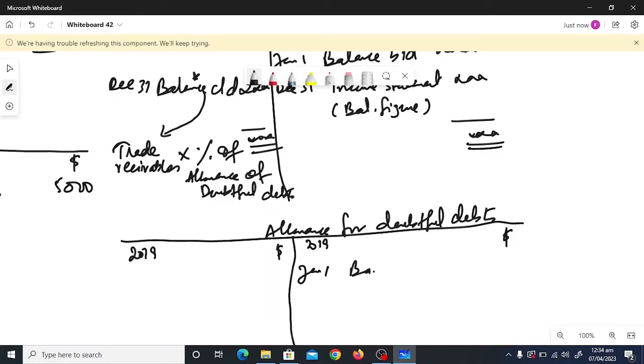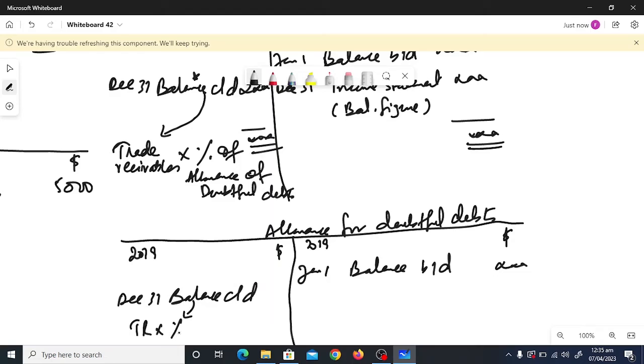So let me show you how it will be done. Again, keeping those things fixed. January 1st, balance BD, it is fixed. It will always come on the credit side of the T account. Then balance CD will always come on the debit side of the T account. These things are fixed. These do not change in the question. Balance CD, how did you get it? You will multiply trade receivables balance into percentage of allowance which will be given in the question by the company, whichever company is there.